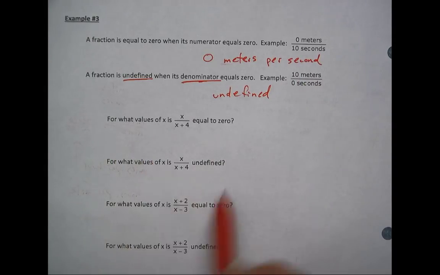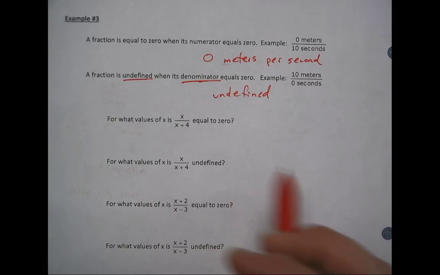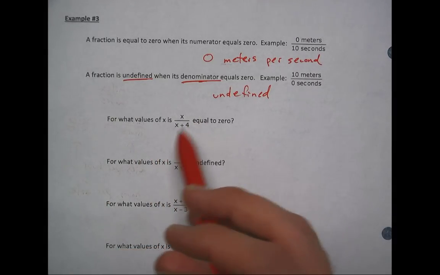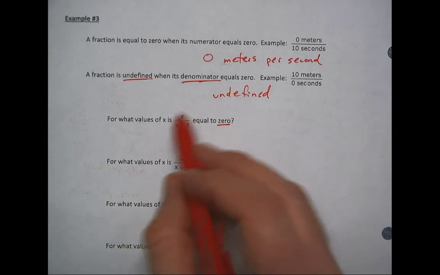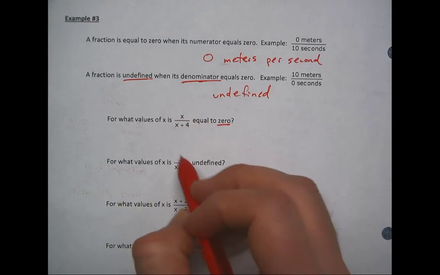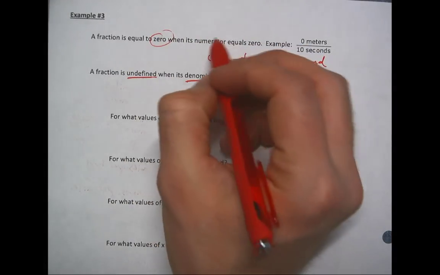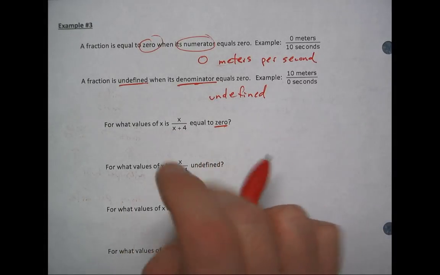All right, so let's look at some specific algebraic fractions here. When should they equal 0? For what values? And then when would they be undefined? So for the first one, for what values of x is x over x plus 4 equal to 0? So if this fraction was going to be equal to 0, that means the numerator, because when it's equal to 0, it's the numerator, has to equal 0, not the bottom.